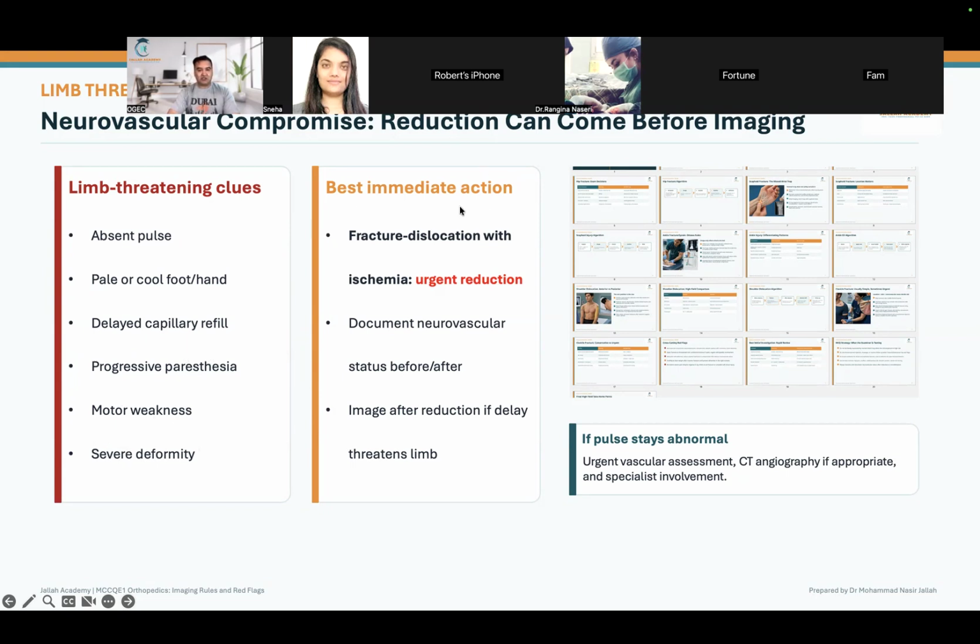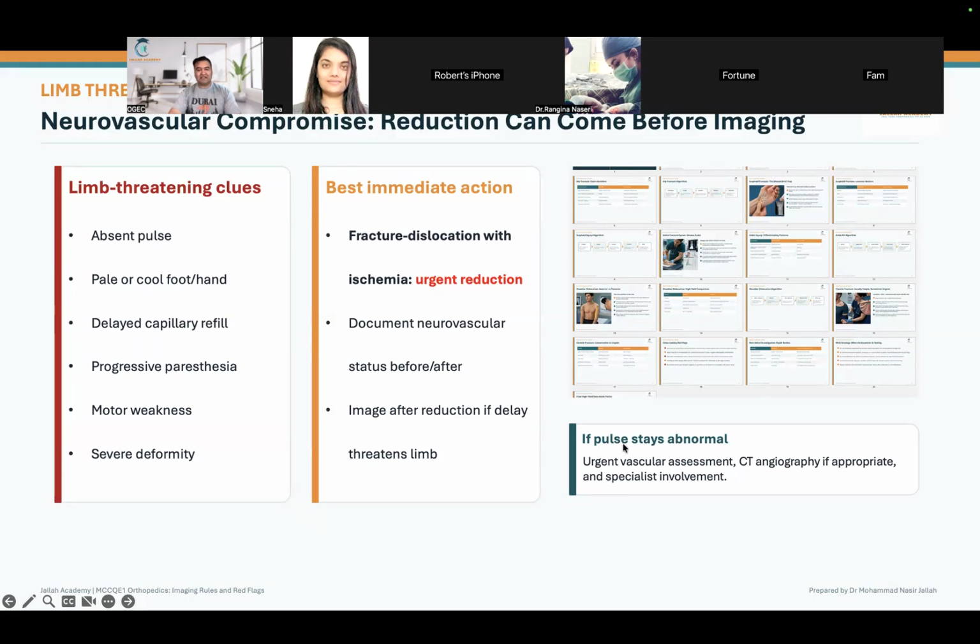Best immediate actions, what should we do? Fracture dislocation with ischemia, urgent reduction. So before we do any X-ray, which might take a very long time, if there is no pulse and there's a dislocation, we have to do the reduction to get rid of the obstruction or compression that causes the ischemia. Document neurovascular status before and after, which we did mention. Image after reduction if the delay threatens the limb.